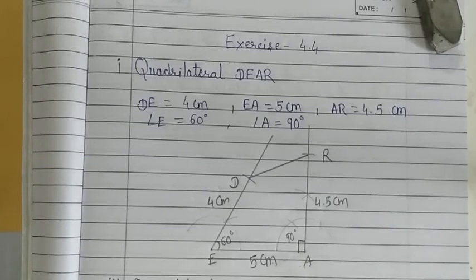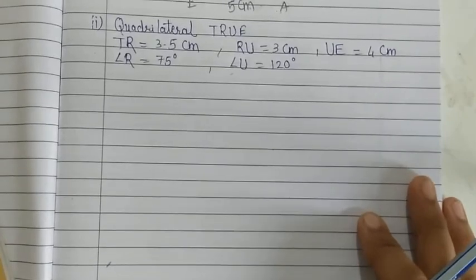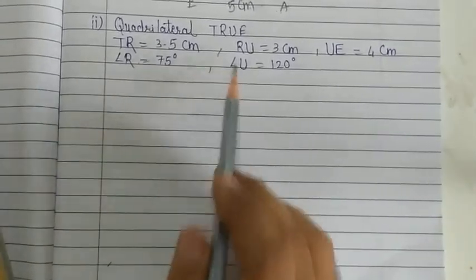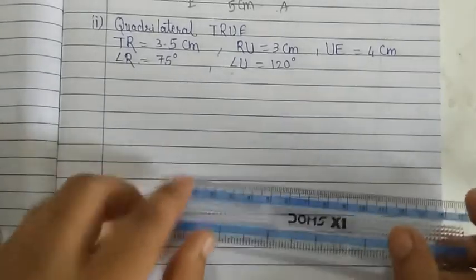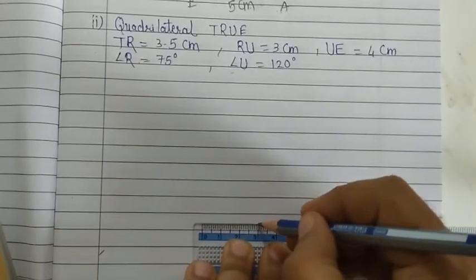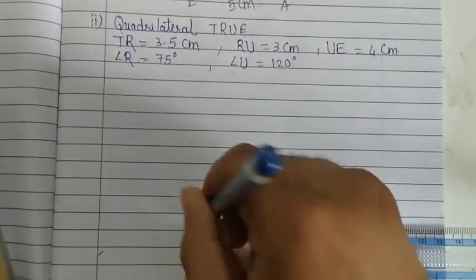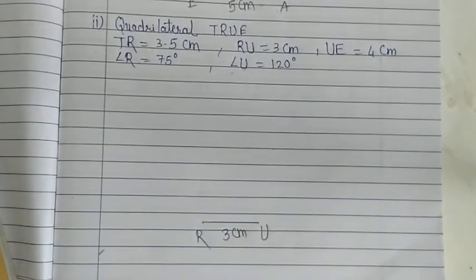Now let me see the other question, number 2, that is the quadrilateral TRUE. First of all, R and U, two angles are given. So first of all we will draw RU of 3 cm. So here I am drawing RU 3 cm. Our RU is ready. Now angle R is equal to 75 degrees. So let me draw the 75 degree angle with the help of a compass.